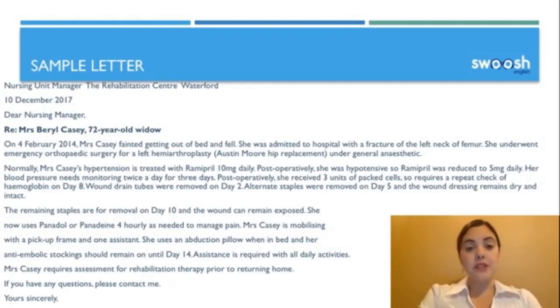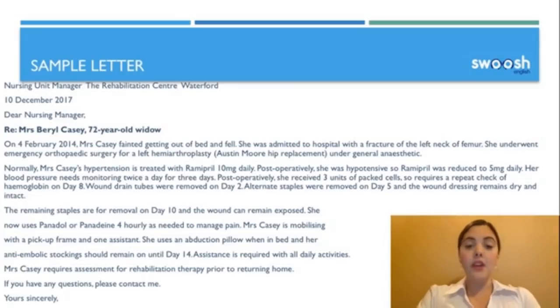On 4th of February 2014, Mrs. Casey fainted getting out of bed and fell. She was admitted to hospital with a fracture of the left neck and femur. She underwent emergency orthopaedic surgery for a left hemiarthroplasty, sorry for my pronunciation, Austin Moore hip replacement under general anaesthetic. So straight away we're addressing what happened, who this person is, and what treatment up until now she is about to receive.